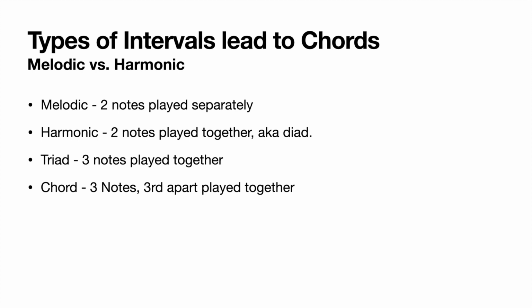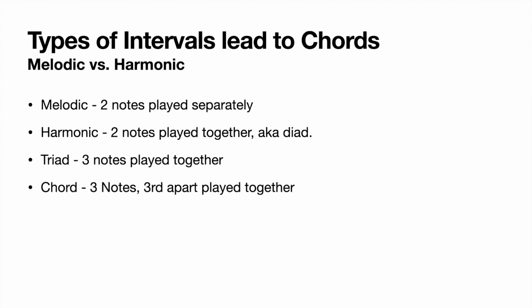Harmonic intervals are when you have two notes played at the same time. You can't sing those well, unless you can do multiphonic singing, maybe, and I can't do it. So if you're playing a guitar, piano, or two strings at one time, those are two notes played at the same time: a harmonic interval. If they're played at separate times, they're melodic.